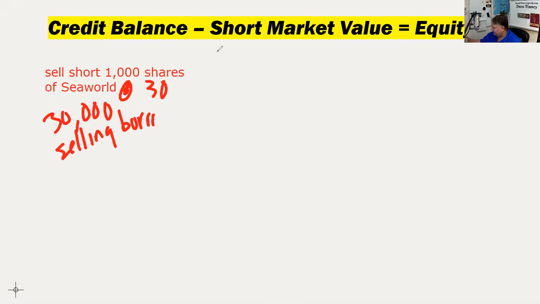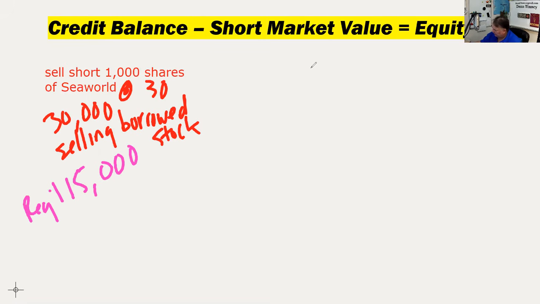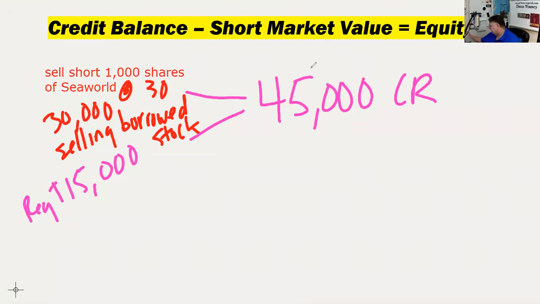And then Reg T says I have to put half with that. My Reg T requirement is 50%. So I'm going to have to put up 15 grand. And so there's going to be $45,000 in my account. That's the credit register credit balance: 30 grand from selling the borrowed stock plus the 15 I had to put with it.